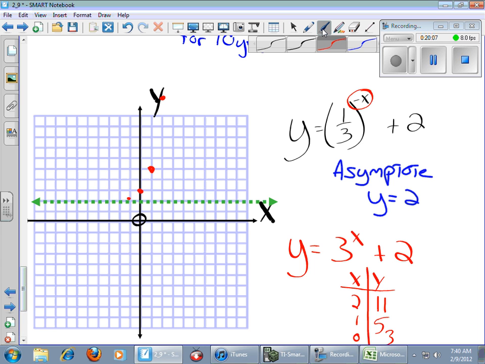All right, so my graph is going to end up looking like this. And remember, it will never go vertical, and it never goes horizontal, and it doesn't actually touch that asymptote. It's closer and closer and closer.